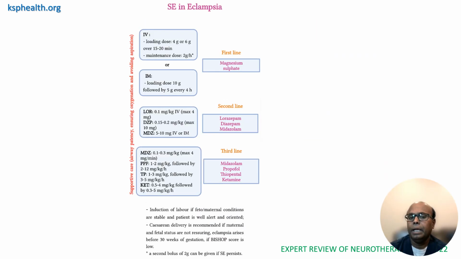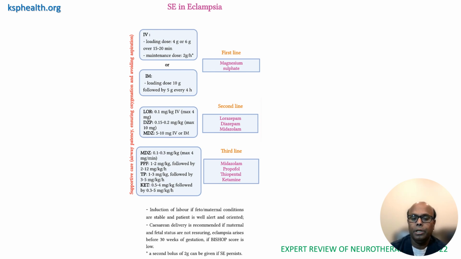Status epilepticus in eclampsia: the drug of choice is magnesium sulfate. The loading dose is 4 gram or 6 gram over 15 to 20 minutes, followed by maintenance of 2 gram per hour. If the seizure persists, use one of the benzodiazepines, lorazepam, diazepam, or midazolam, at the recommended dosages. If the seizure still persists, one should start a midazolam, propofol, thiopental, or ketamine infusion.